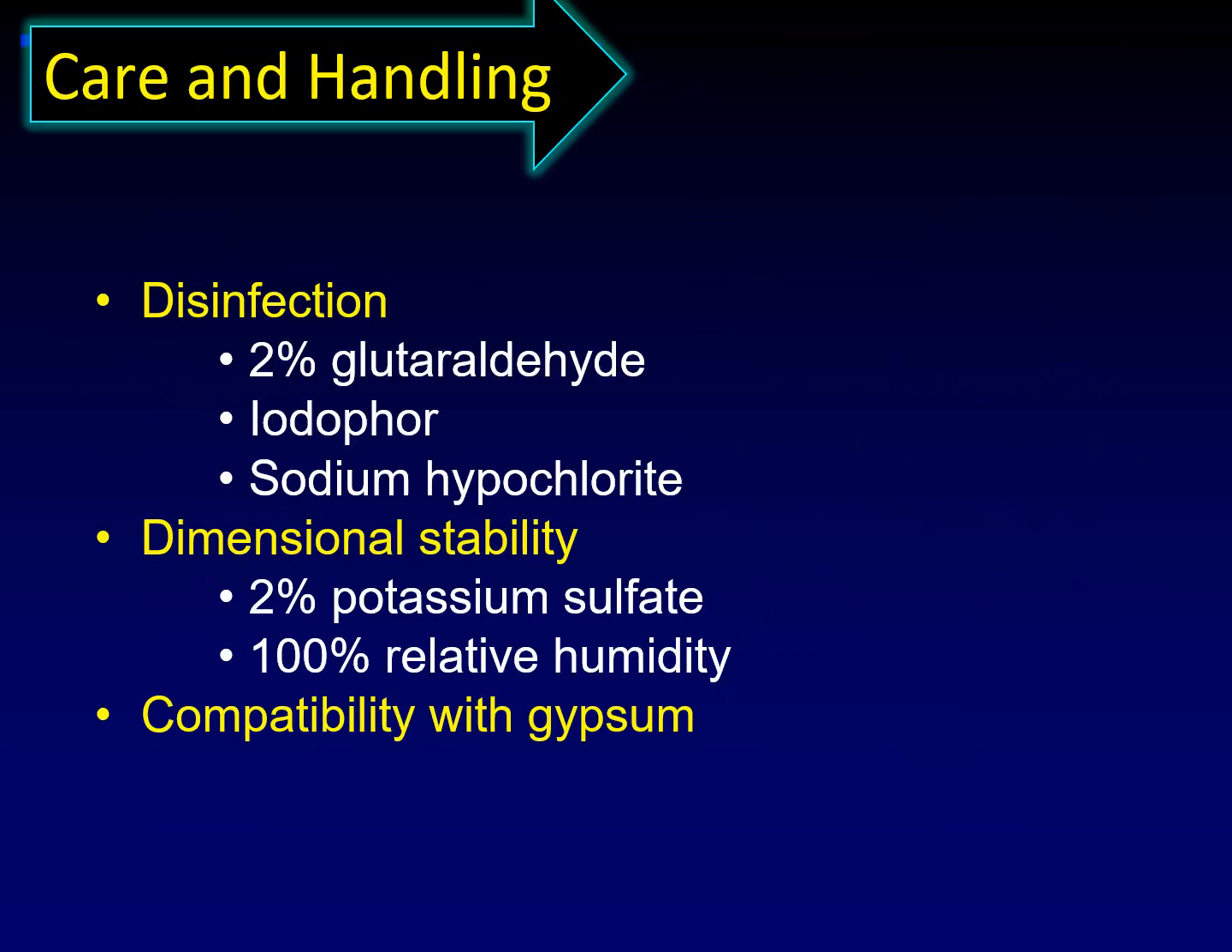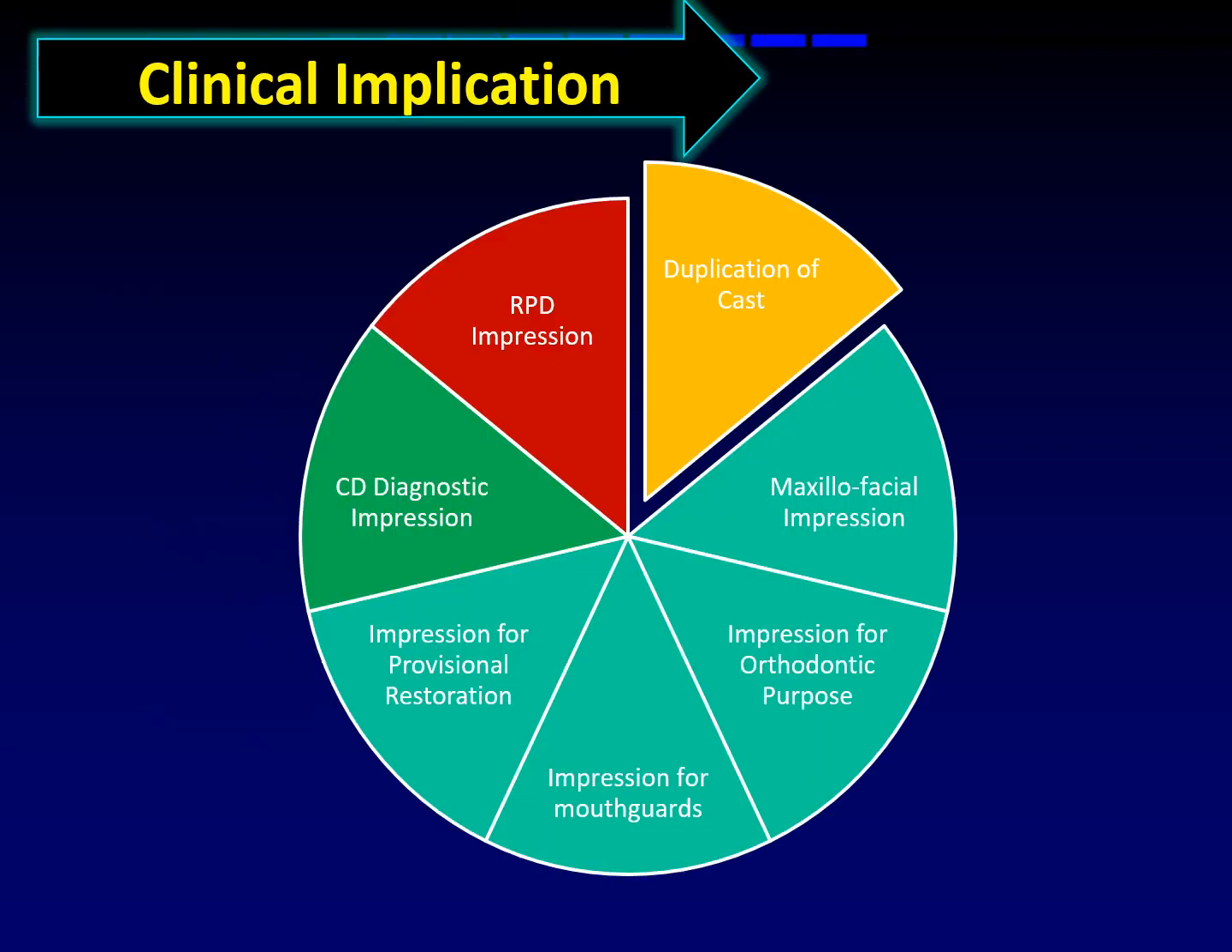After removal, we have to handle the impression very carefully because it's a hydrocolloid material. To prevent cross-contamination, we need to disinfect with 2% glutaraldehyde or 10% iodophor or 5.25% sodium hypochlorite. The surface can be hardened by immersion in 2% potassium sulfate in 100% relative humidity. As it is a hydrophilic material, it is compatible with gypsum product.